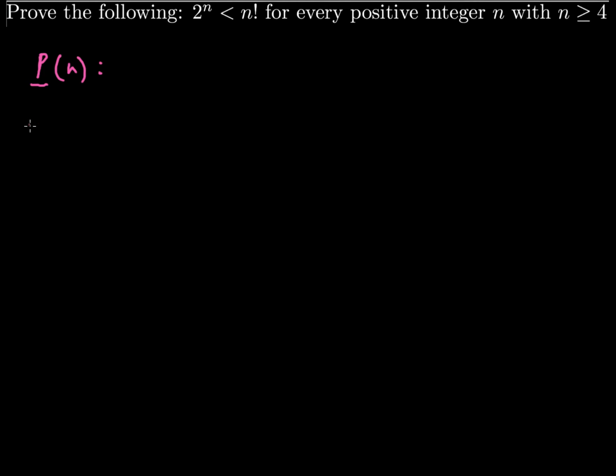Okay, so what is the basis then? The basis over here happens to be where my n, the first element in this universe of n, happens to be 4. Okay, that's the very first item. And so in this case, if I plug in n equals 4, I get P of 4, where P of 4 is 2 to the power 4 is less than 4 factorial. Let's just show whether this is actually true or not. Well, 2 to the power 4 is 16, and 4 factorial is 24. So it is easily seen that the basis step is also true.